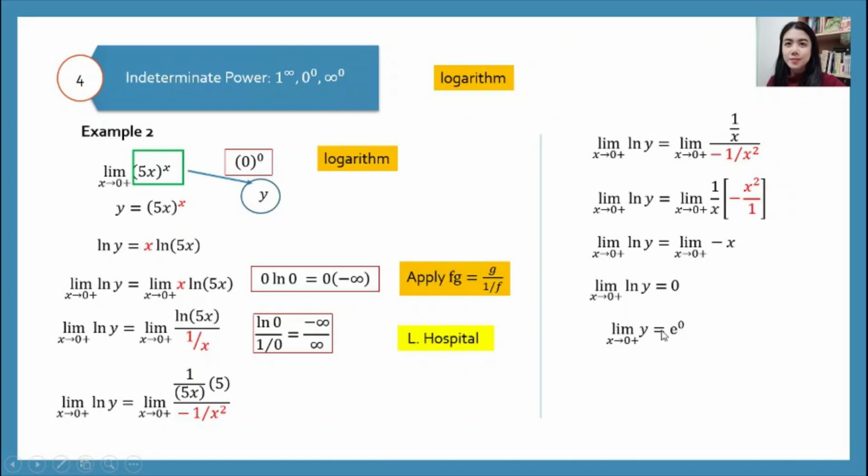So this is not the final answer, because remember our question is actually in terms of x. So you have to change the y back. So the y here, you have to change it back to 5x power of x. So change it here. Then you will have the answer of the limit. So the y is 5x power of x, and e power of 0 actually gives you 1. So this is the final answer for example 2.